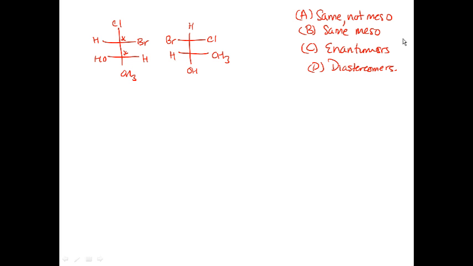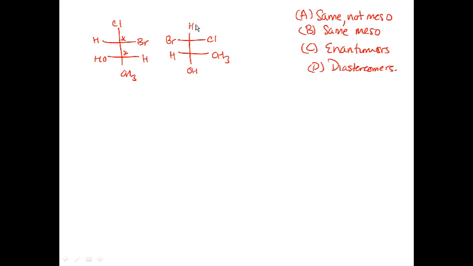So looking at this, the first thing that we have to do is make sure that I'm comparing two carbons that have the same groups attached to them. And I'll show you what that means here in a minute. In this case, the top carbon has bromine, chlorine, hydrogen. So the two top carbons are the same and the two bottom carbons are the same. Now I'm going to compare each chiral carbon independently. I'm going to look at the two top carbons and see whether they're the same or opposite configurations, and I'm going to look at the two bottom chiral carbons and determine whether they are the same or opposite configurations.